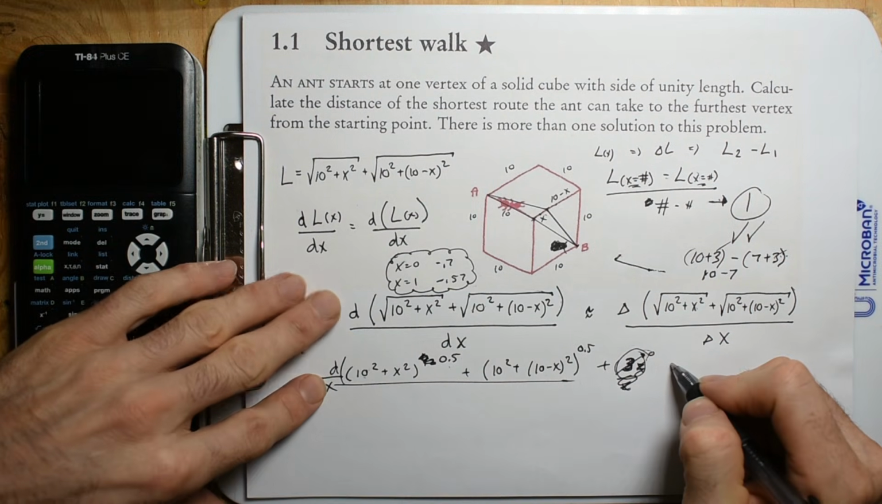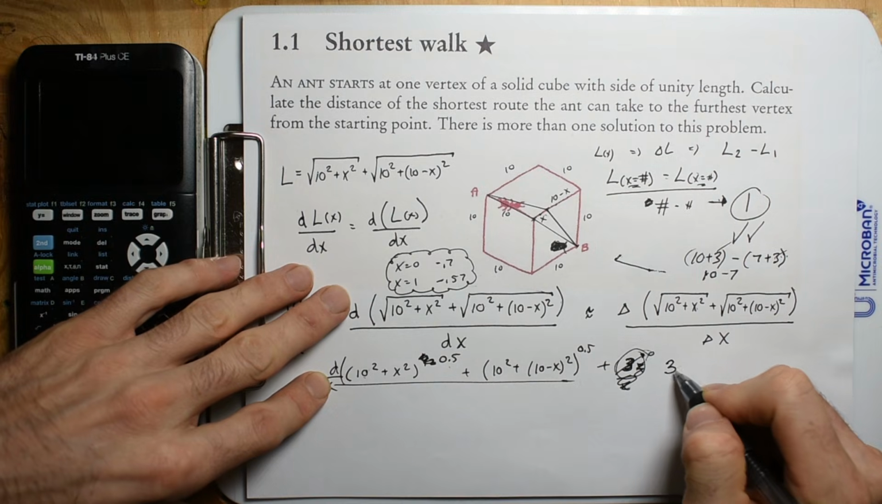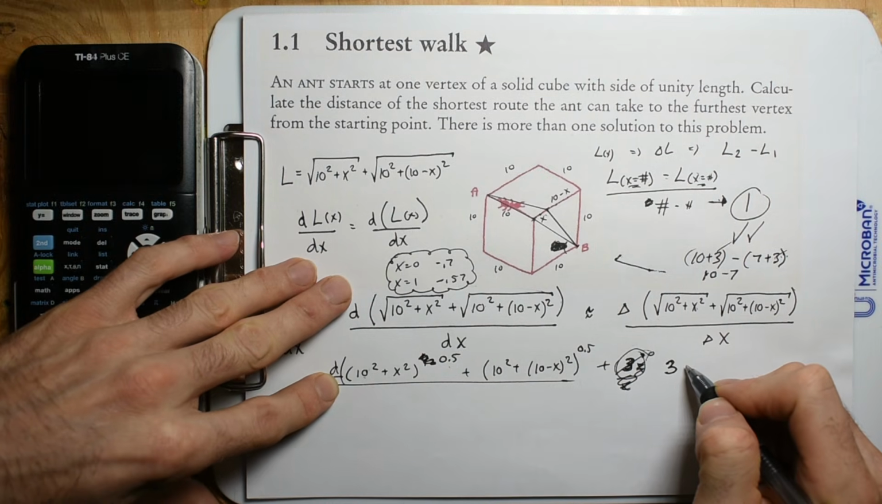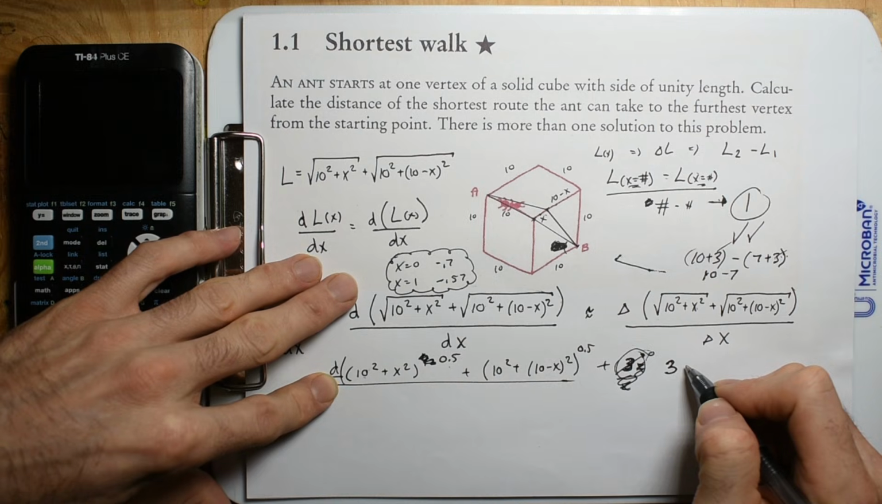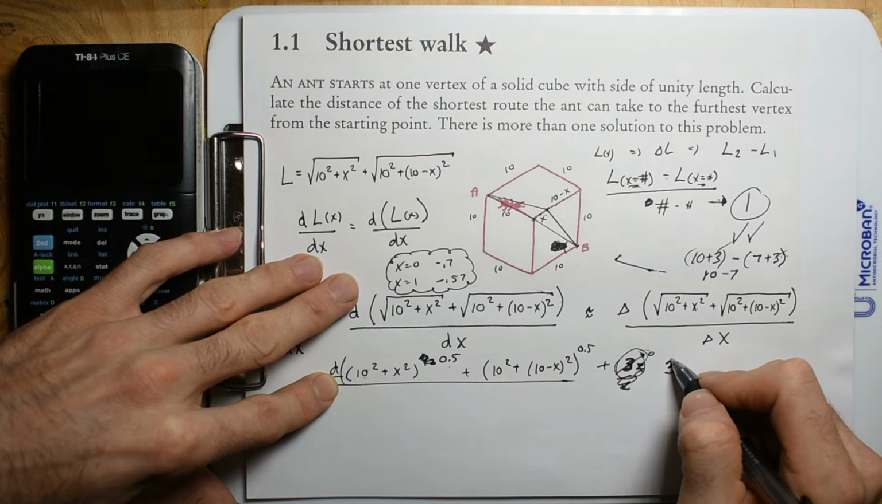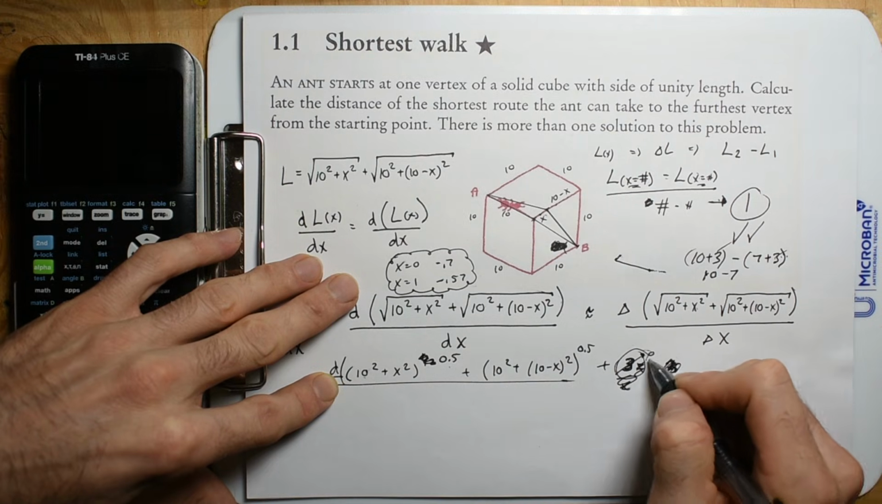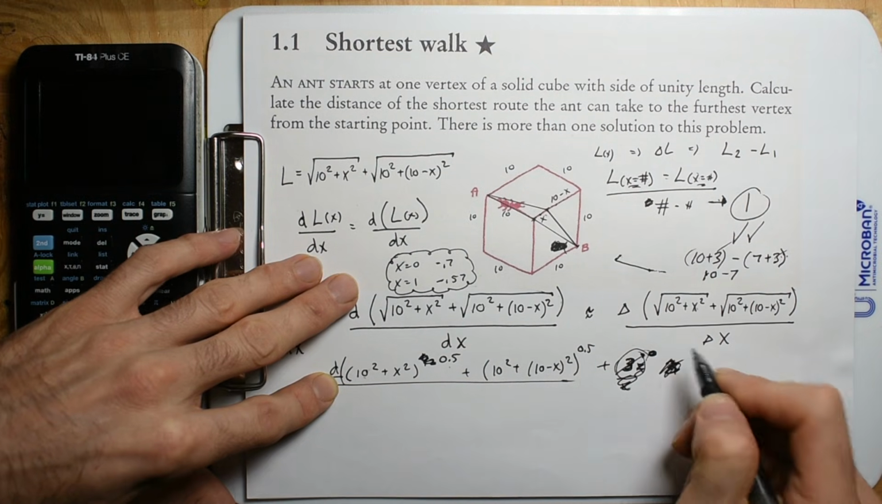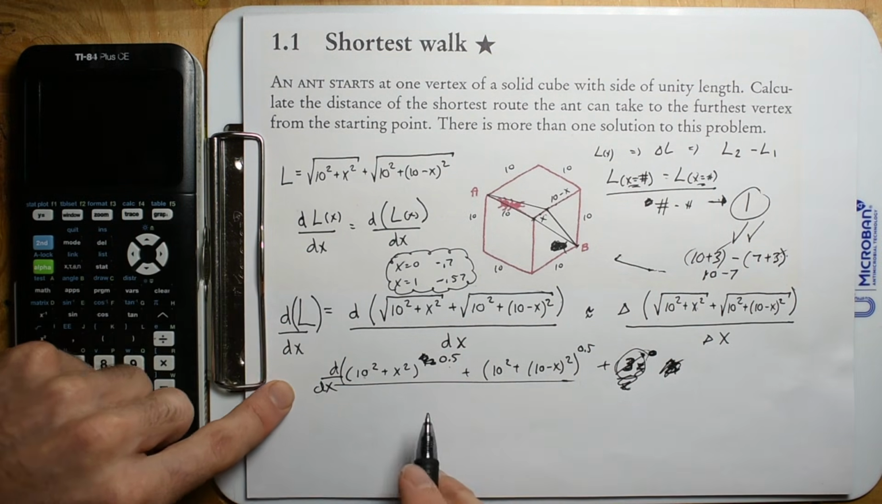So the derivative of a constant is just 0. Okay, all right, so let's do it.